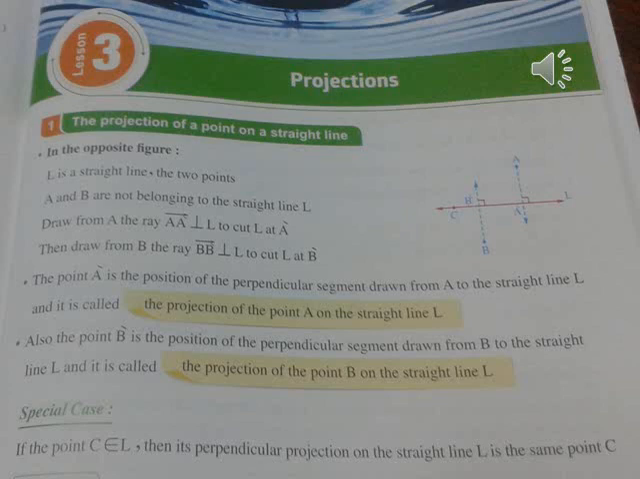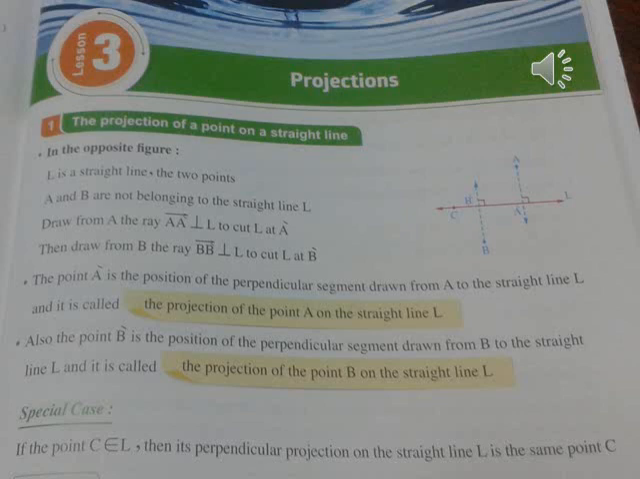In the opposite figure, L is a straight line. The two points E and B don't belong to the straight line L. Draw from E the ray E dash perpendicular to L to cut L at A dash. Then draw from B the ray B dash perpendicular to L to cut L at B dash.